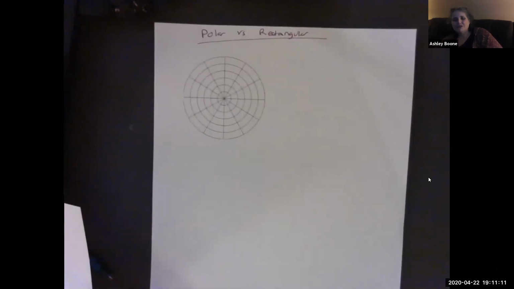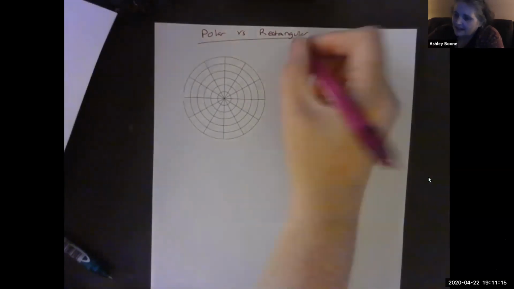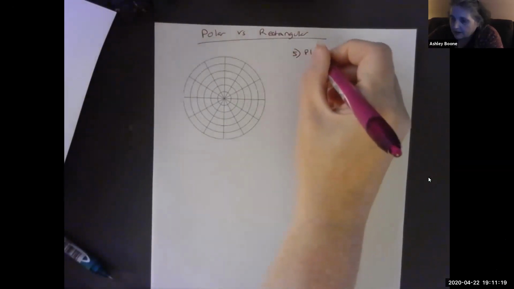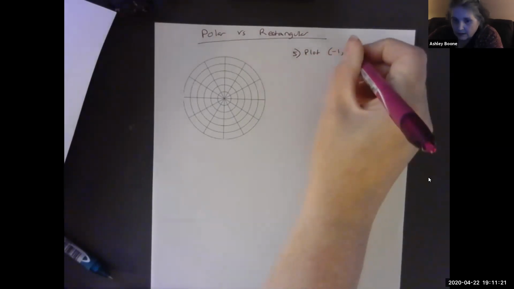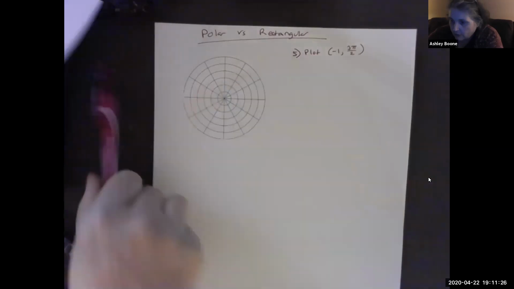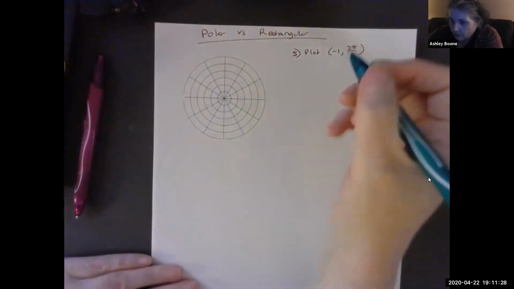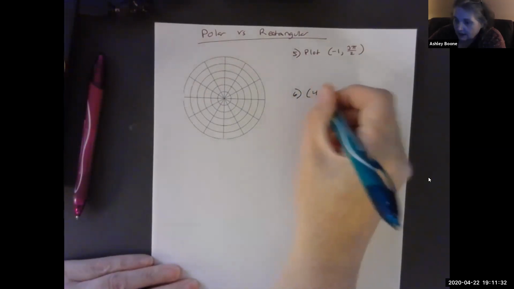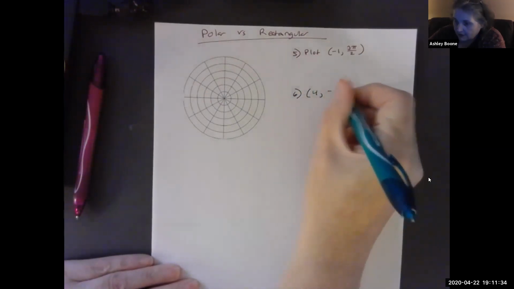So the first part of the problems, there were 3 problems that said this. Number 5 said to plot the polar coordinates -1, 3 pi over 2. And just to save a little bit of space here, I'm just going to do it in different colors. Number 6 is the point 4, -2 pi over 3.